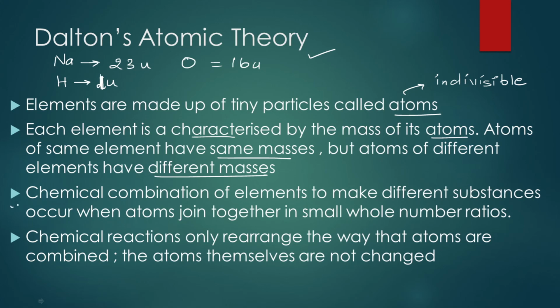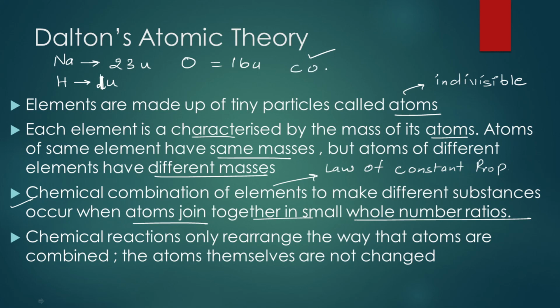The third postulate is that chemical combination of elements makes different substances, which occur when atoms join together in small whole number ratios. This is in accordance with the law we covered in the previous video, the law of constant proportion. So whenever elements chemically combine into a different substance, it is always going to be a whole number ratio. For example, in carbon dioxide, what is the ratio? 3:8 by mass. In water, the ratio is 1:8 by mass. It is going to be whole numbers.